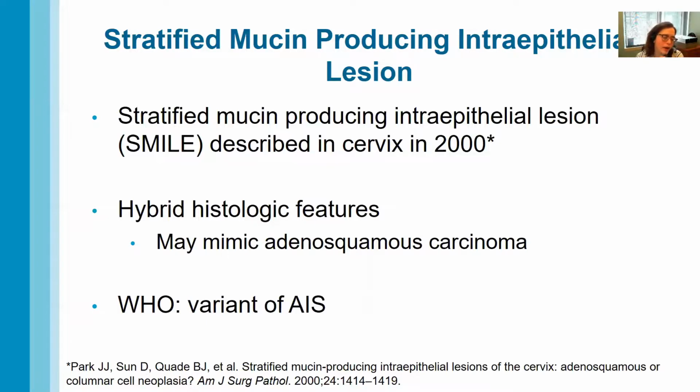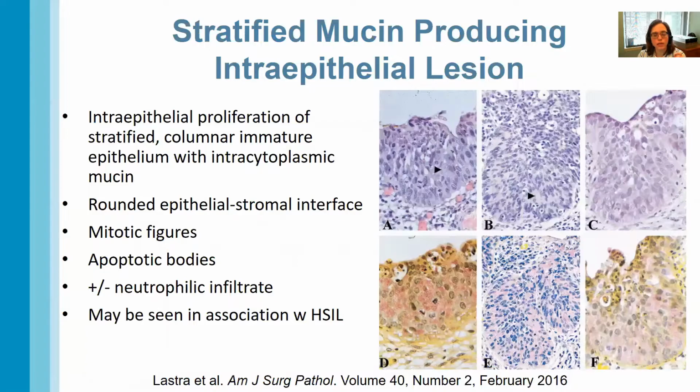And this was described back in the year 2000, and it's a tumor that has hybrid squamous and glandular histologic features and can mimic adenosquamous carcinoma. It's important not to classify it as such since, as we discussed, adenosquamous has a poor prognosis. And we'll talk about the prognosis of these HPV-driven lesions in a little bit. Now, the WHO classifies this SMILE as a variant of adenocarcinoma in situ.